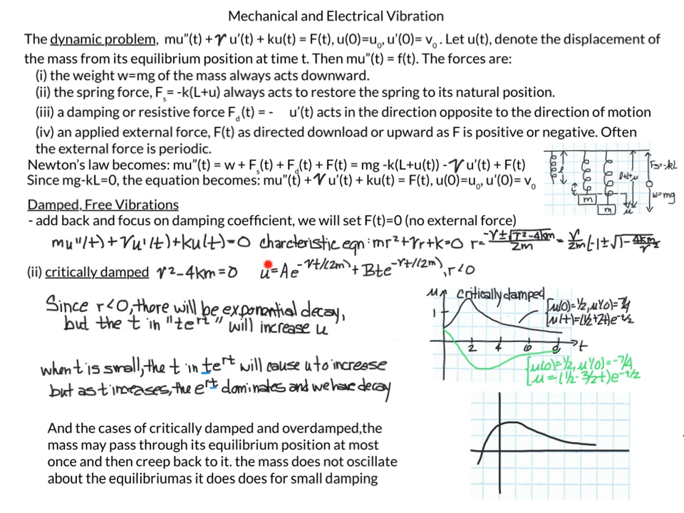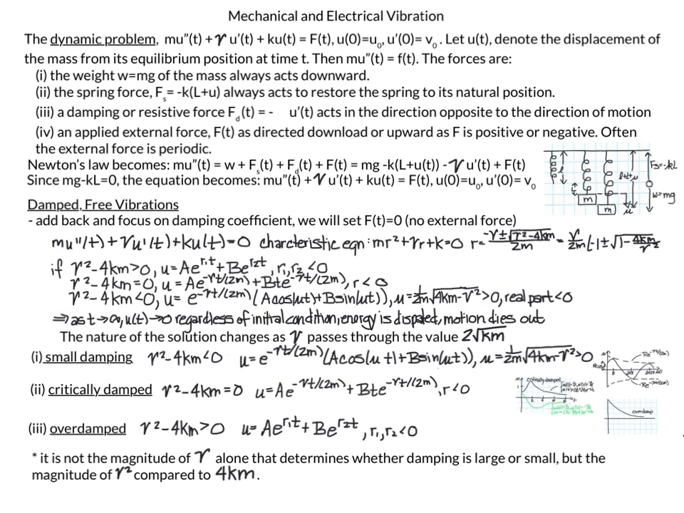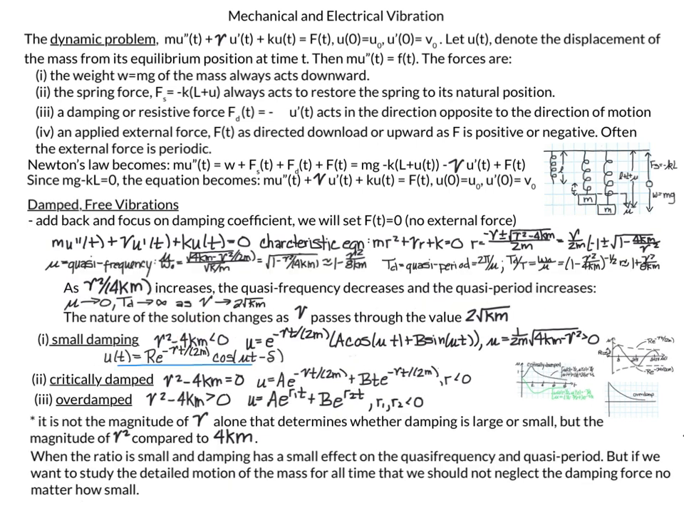There's no sine and cosine here. It's just a little bit of linear increase, along with the two decay functions. So it does not oscillate about the equilibrium as it does for small damping. And so that's it for the three cases. Again, remember, it's not the magnitude of gamma alone that determines what happens here. You have to look at gamma compared to 4 km. I have these tiny little graphs that I cut and pasted over here so I could include them in my summary. Here's my small damping, my critically damped, and my overdamped.